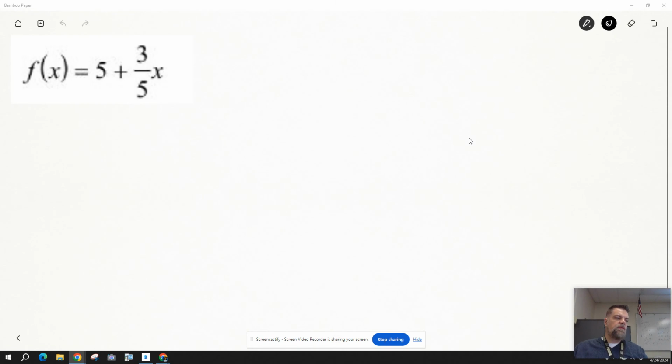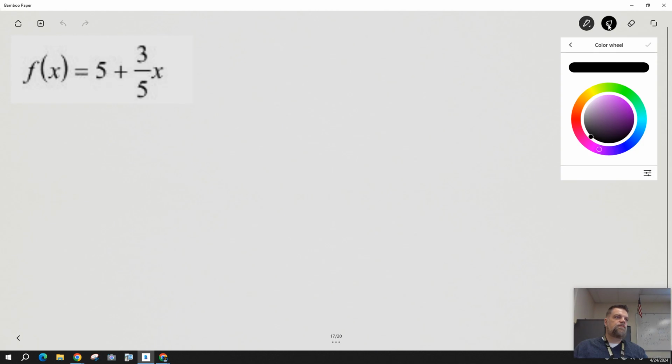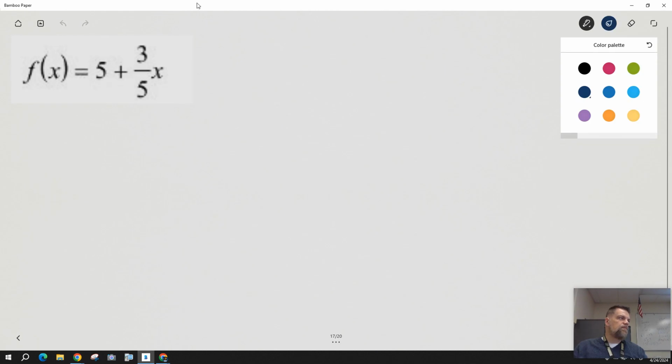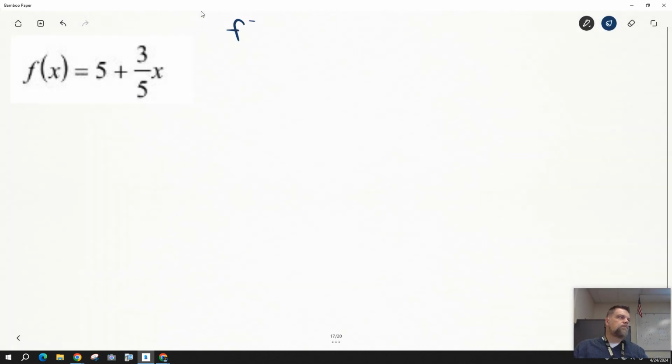So for problem number, whatever problem this is, what is this, 17? We're asked to find the inverse and then graph it. So to find the inverse, we have to do 4 steps. The first one is we're going to take f of x and plug in a y. So we're going to say y equals 5 plus 3 over 5x.